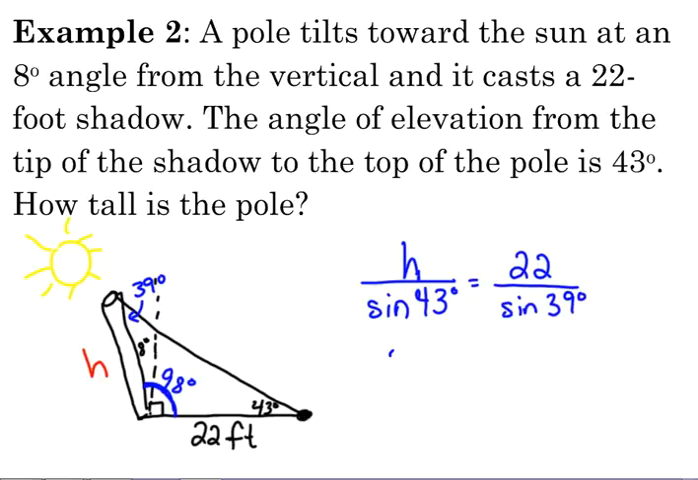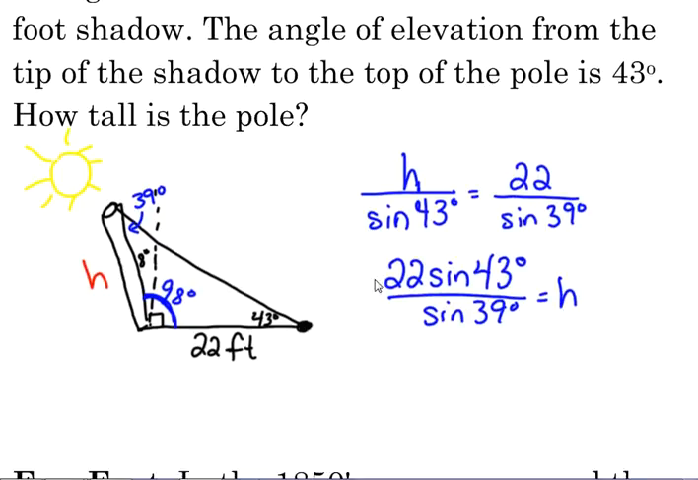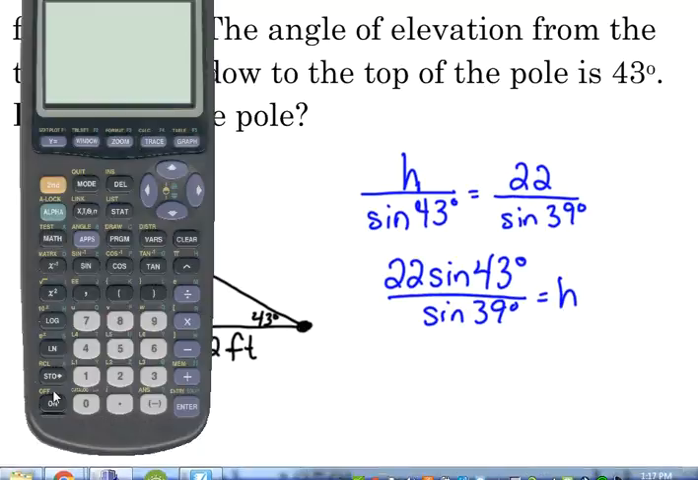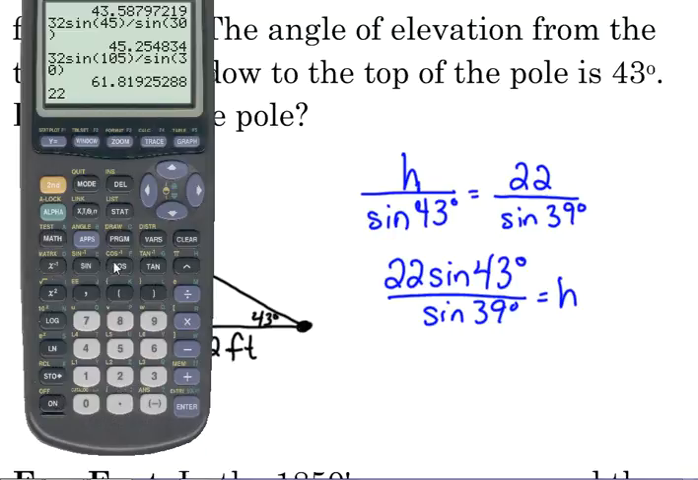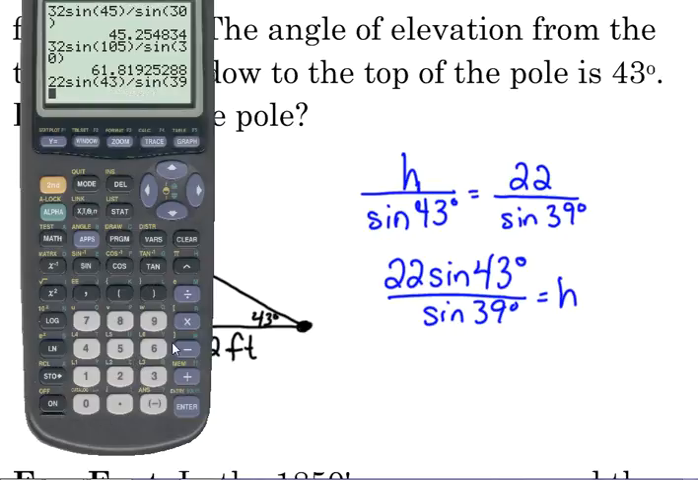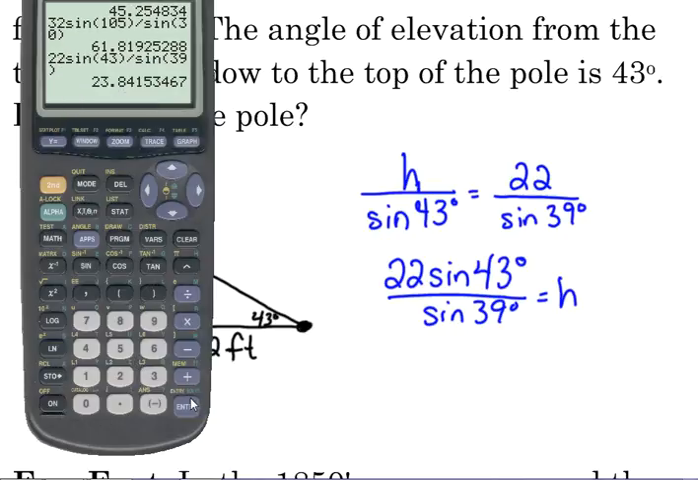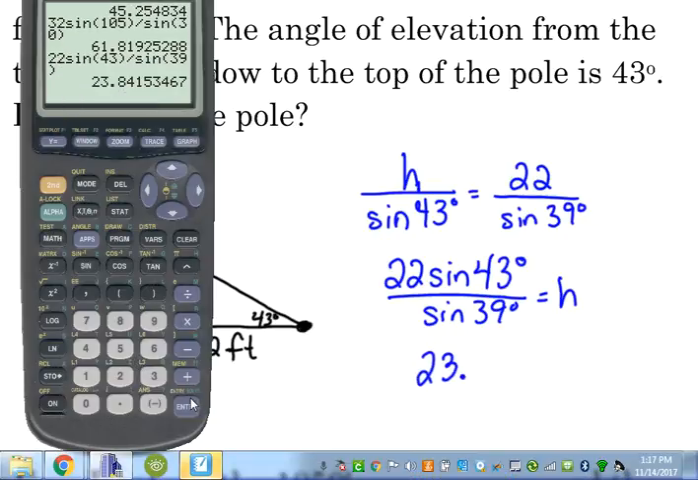All right, so cross multiply and divide. 22 sine of 43 degrees divided by the sine of 39 degrees is equal to our height. Type that in, and we get approximately 23.842 feet is approximately our height.